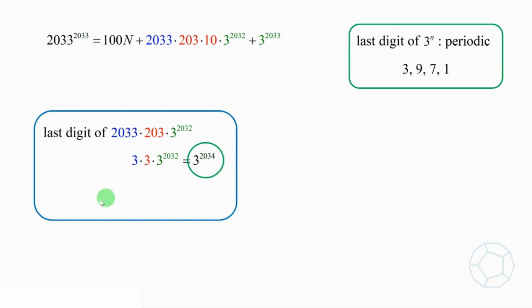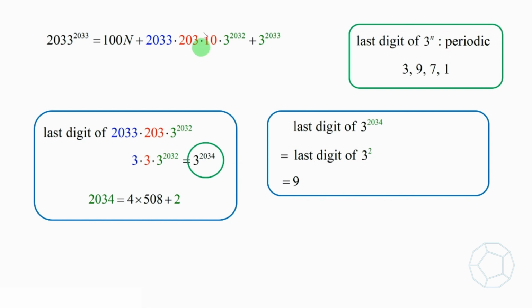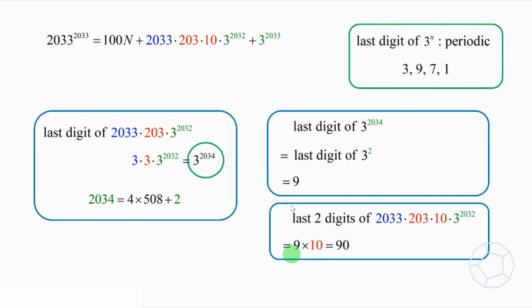Because the power 2034 is equal to the period 4 times 508 plus 2, we only have to care about the remainder 2. Now, the last digit of 3 to the power of 2034 is the same as that of 3 to the power of 2, which is 9. Consider the factor 10 again. That means the last two digits of this huge number are 9 times 10, which is 90. Put this result into the expansion, then the second term can be changed to 100 times n1 plus 90. Again, the integer n1 is not essential.